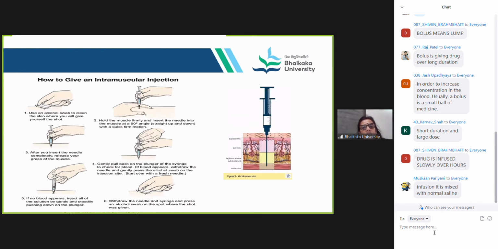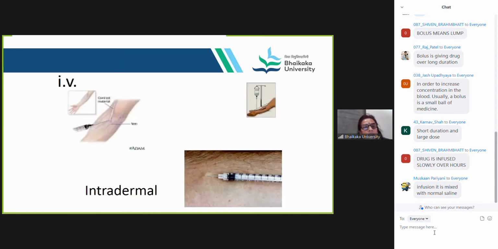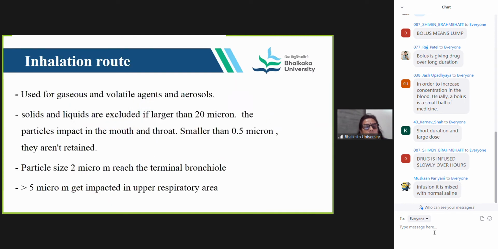You can take a snapshot or screenshot, or you can write down that link, and you have to see how to give these injections. So the steps are there, and I will give you the link for that.